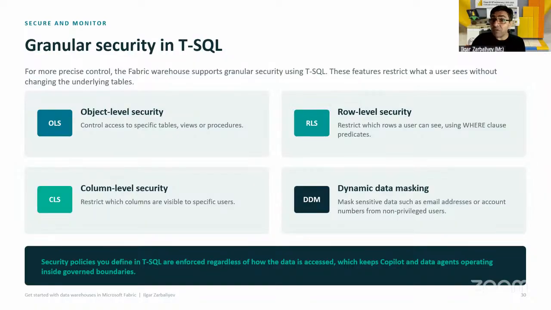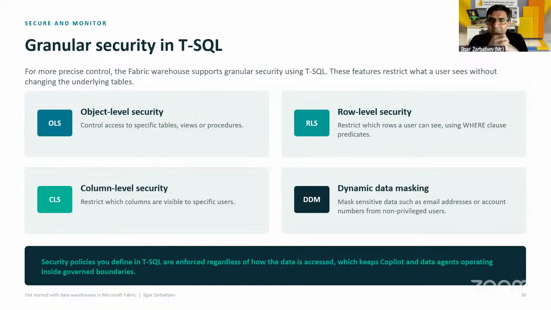Securing your warehouse data matters for regulatory compliance and for ensuring that AI-powered tools like Copilot and data agents operate within governed boundaries. Security policies you define in T-SQL are enforced regardless of how the data is accessed. Think about what that protects you from. If your security lived only in the Power BI report, then the moment someone connects with SSMS or asks a Copilot agent a question, your controls are gone.